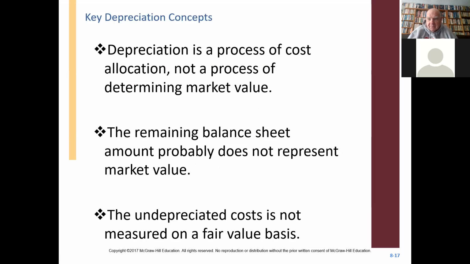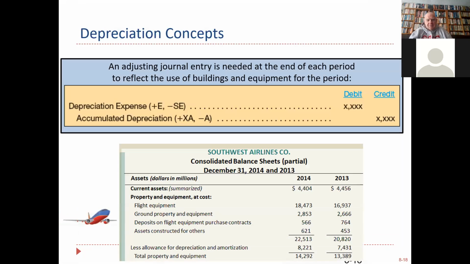Depreciation is an estimate. Let's understand that it's an estimate. Yes, we have some estimated numbers on our financial statements. Well, an adjusting journal entry is needed at the end of each period to reflect the usage of our assets. And this is the easiest journal entry in the world, I keep telling everybody, because it's always the same. You debit depreciation expense, which is an expense, and you credit accumulated depreciation, which is an XA, a contra asset. Okay.